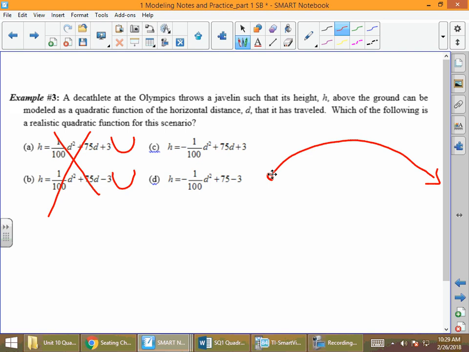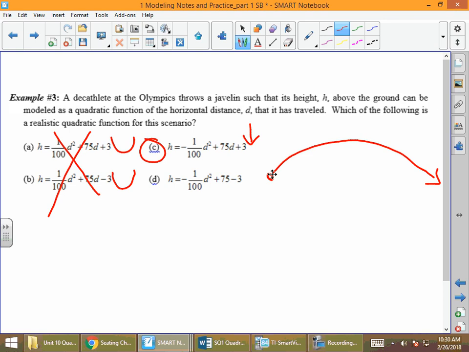We actually had a similar problem on our review packet for our last test. The only thing that's different in these problems is one is +3 and one is -3. What do you think? Say it to yourself. Did you get C? Because the y-intercept is the important part here. It's the +3. -3 means we'd be throwing from underground. +3 at least gives us some height.